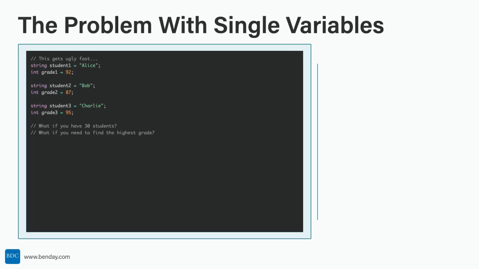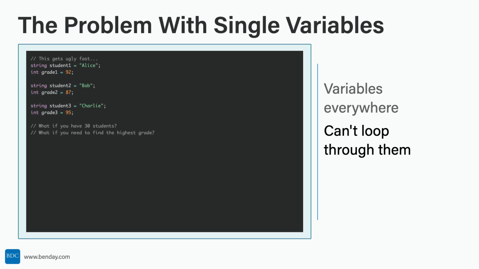Okay, so let's say you're tracking student grades. In this sample, we're creating separate variables for everything. This is already kind of messy with 3 students. This is fine for simple stuff, but let's say you want to find the average grade. You couldn't just loop through individual variables, so you'd have to do it manually and add grade 1 plus grade 2 plus grade 3. That might be doable with 3 students, but let's think ahead a bit.